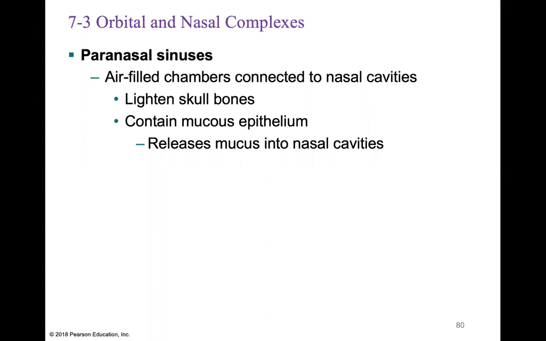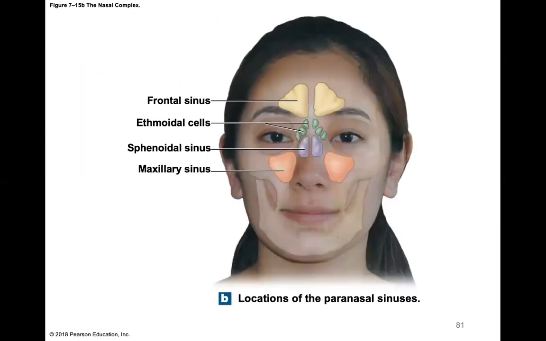I mentioned these sinuses that we have. The function of these sinuses is to help to lighten the skull bones. They will contain mucus epithelium, which will release mucus into the nasal cavities. A very, very important function of the paranasal sinuses is to warm and humidify that air as you are breathing in. As far as your paranasal sinuses are concerned, you have 2 frontal sinuses, you have several ethmoid sinuses, pockets here, our sphenoid sinuses right here, and the maxillary sinuses.